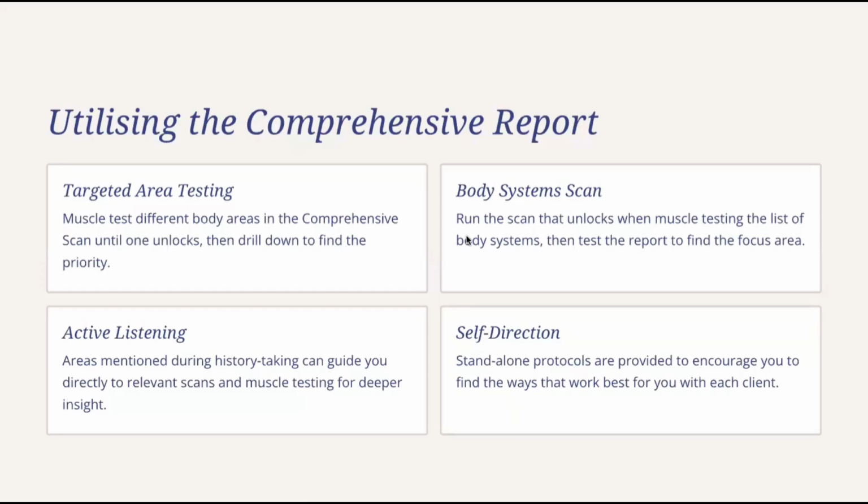You can also actively listen to your client's history taking, which is going to guide you directly to relevant scans and muscle testing for deeper insight. So as you're talking to your client, they're starting to tell you what's going on. So you may start to write some notes. Okay, I'm going to scan the spine, or I'm going to scan the hip, or they're talking to me about the thyroid. So let's scan the thyroid. Or they're talking to me about a shoulder issue. So there's particular areas that you can start to look on the left or the right side of the shoulder as well. So active listening, as we've discussed in earlier modules, is a really important part of guiding the session.